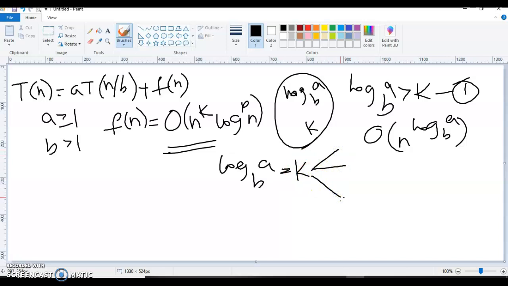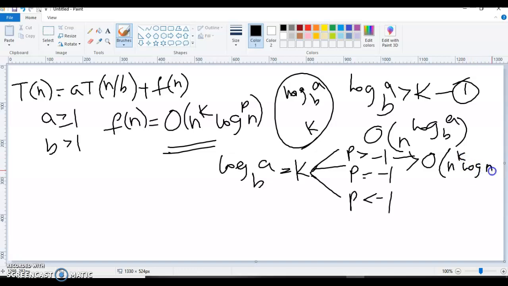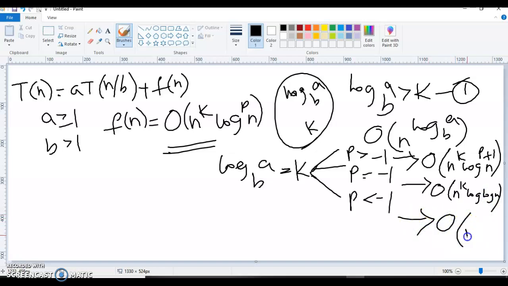And when log a to the base b is equal to k, then we have three more cases in which we depend on p, and those three cases are p greater than -1, p equal to -1, and p less than -1. When p is greater than -1, the general solution is gonna be big O of n to the power k into log of n to the power p plus 1. When p is equal to -1, the general solution is gonna be big O of n to the power k into log n.